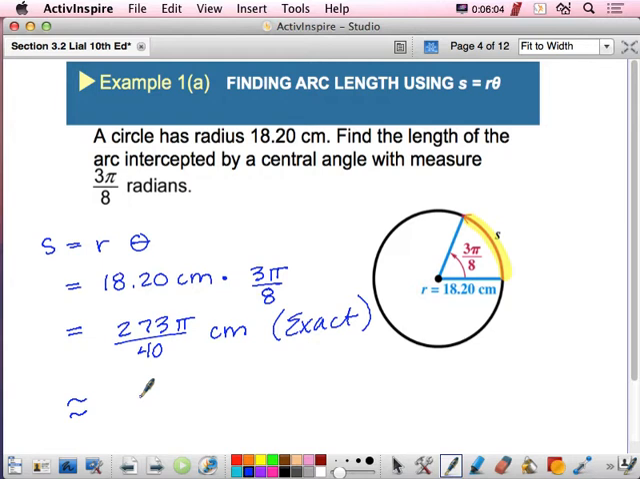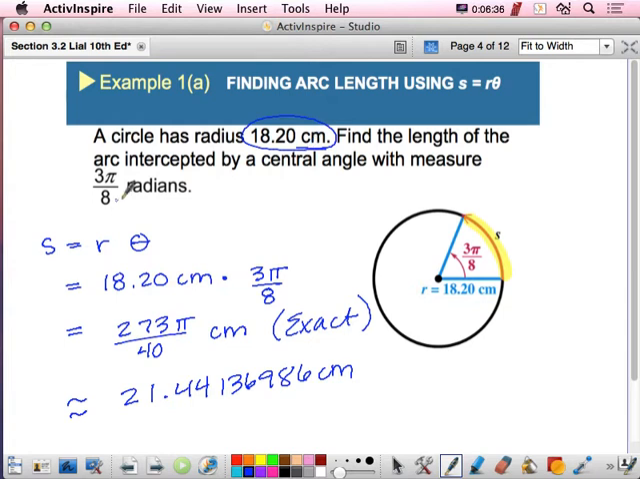Did you guys get 21.44136986? So when we actually type that in and convert it to a decimal, we got 21.44136986 centimeters. Okay, so there it is as a decimal to as many places as my calculator can handle. How many significant digits should I have here? 1. How many does this guy have? 4. That one has 4.